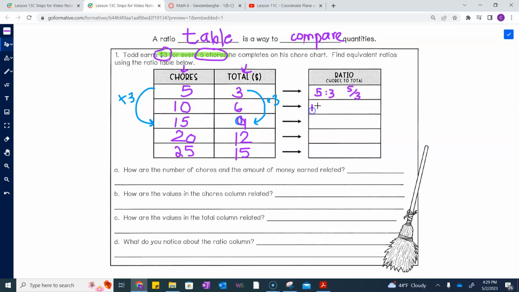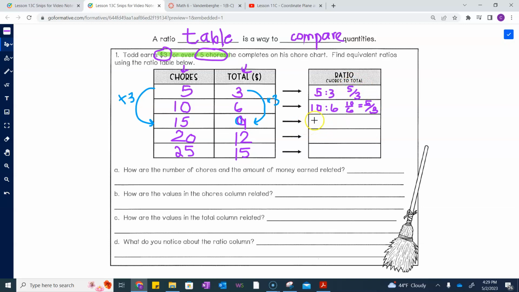The next one was 10 to 6. Well, 10 to 6 as a fraction is 10 over 6, but that reduces to 5/3. We leave these fractions as improper. We're not going to convert it to a mixed number because I want to see the comparison. I want to see the values right now for the chores compared to the values for the money.